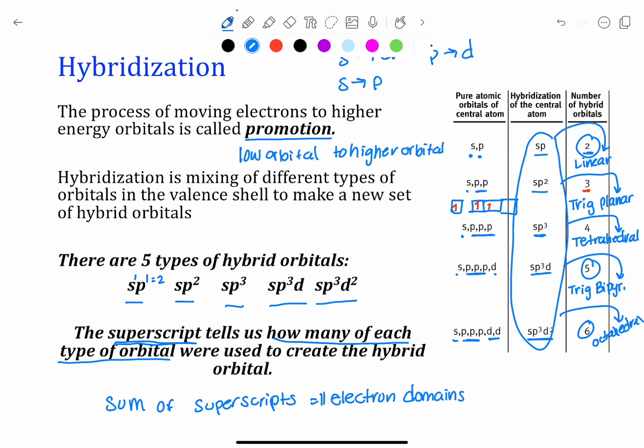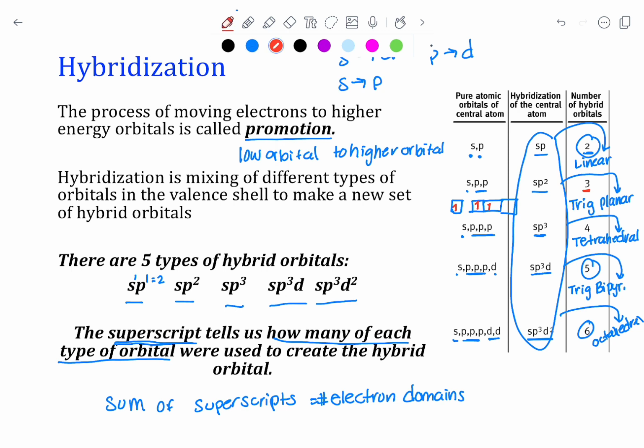I should say the number of electron domains. So sp has 2 hybrid orbitals, meaning it has 2 electron domains corresponding to a linear electron domain geometry. sp2 has 3 electron domains, 1 plus 2 is 3. That corresponds to trigonal planar.